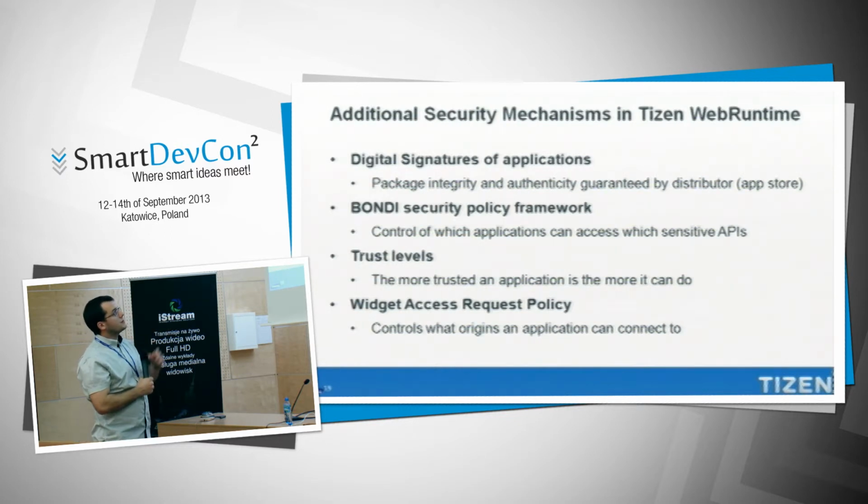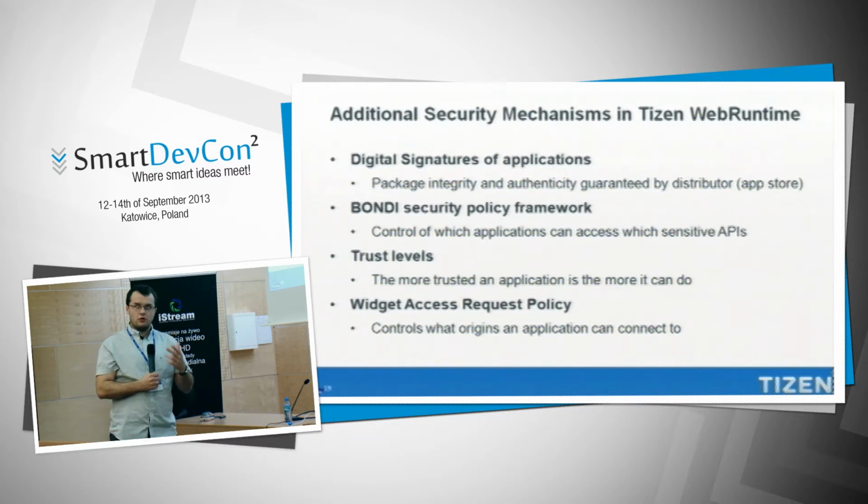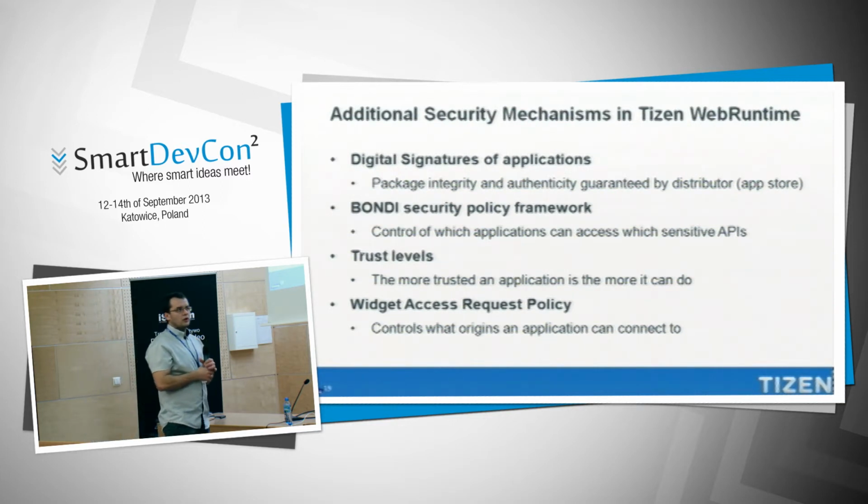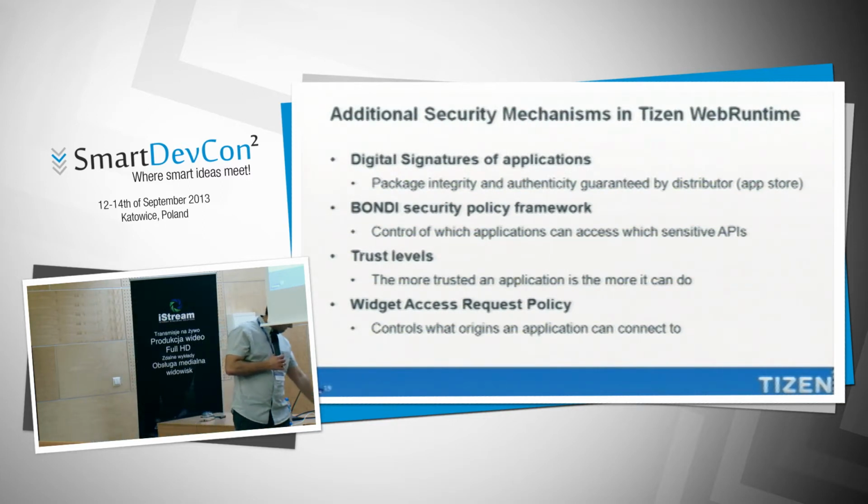Another mechanism, this time not based on digital signatures, is W3C Warp, Widget Access Request Policy. This one allows you to specify for the application which origins it's going to be connecting to via the network. So the Web Runtime can then enforce that this application can only connect to this set of IPs or URIs.